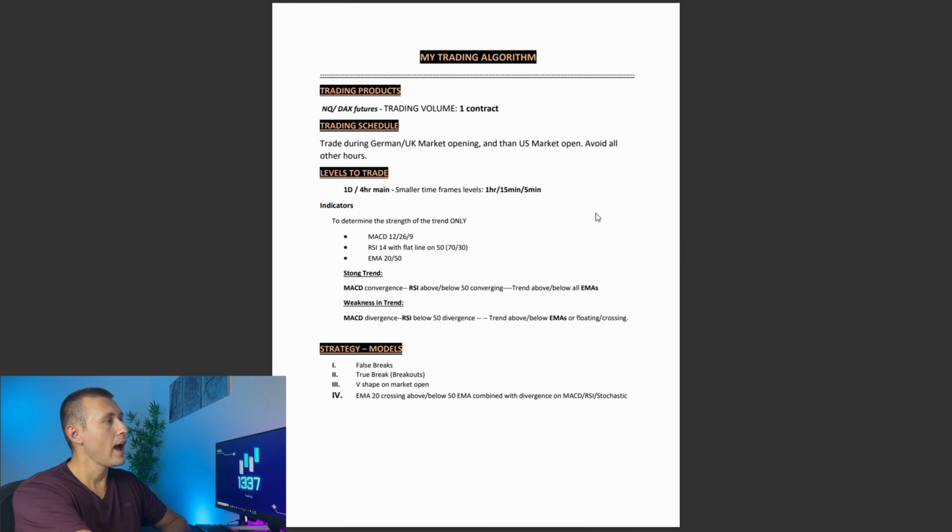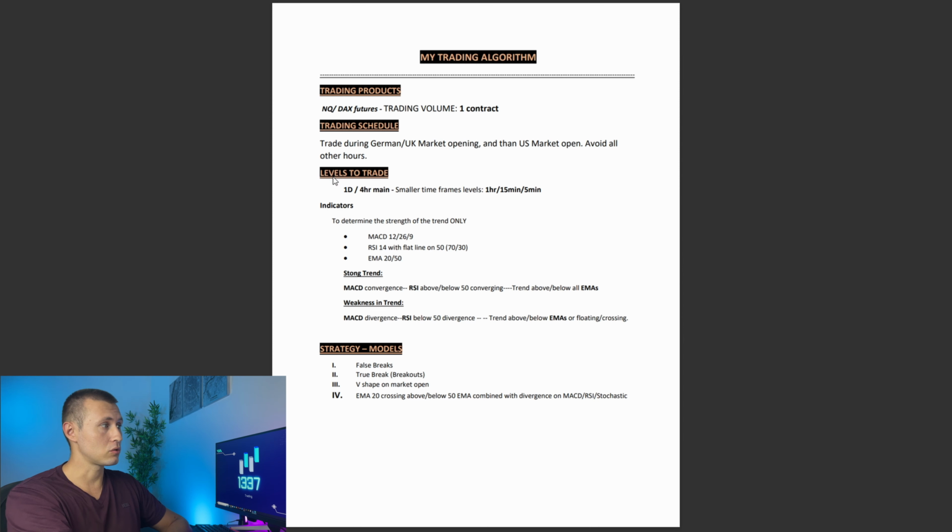Okay, so we have over here, as you can see, my trading algorithm. The first topic is trading products. Those are the products that I trade. It says here NQ and DAX futures. Trading volume is 1 contract. Then I have a trading schedule. It says trade during the German and UK market opening, and then the US market open.